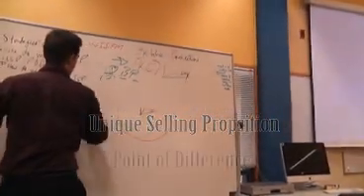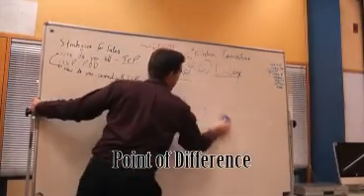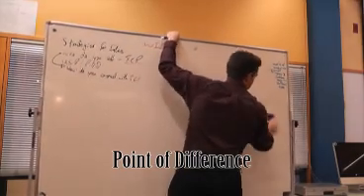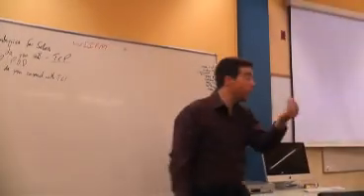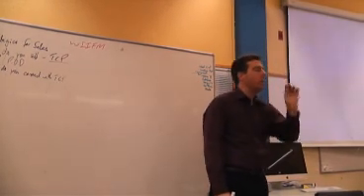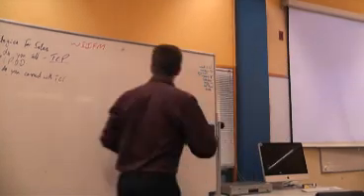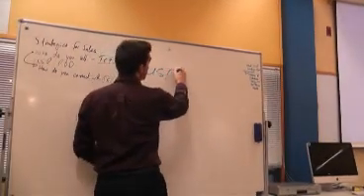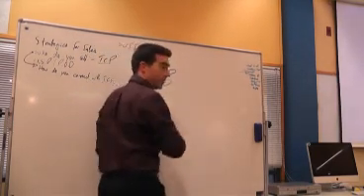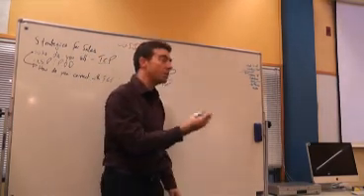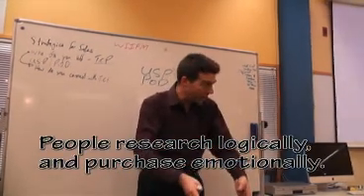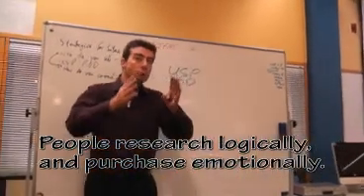So, you're writing your marketing plan, you're putting it together, you're saying, great, I've now identified this target market. Ideally, you've identified a person within that target market. Why would they choose you? What we sometimes call your unique selling promise or your unique selling proposition or your point of difference. One of the key things you need to understand when it comes to sales and marketing is that people research logically and they purchase emotionally.